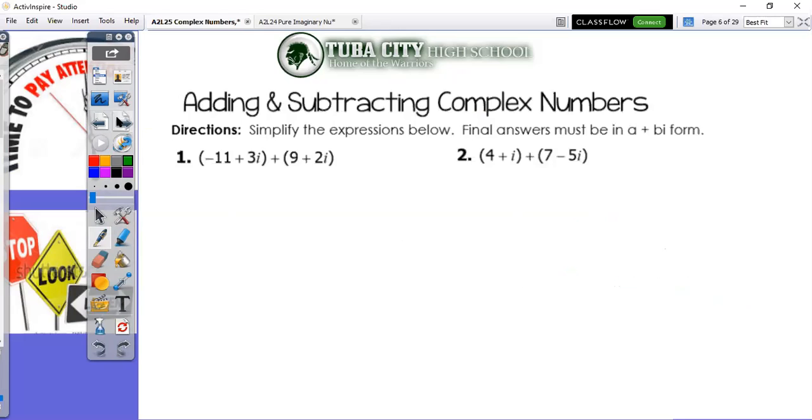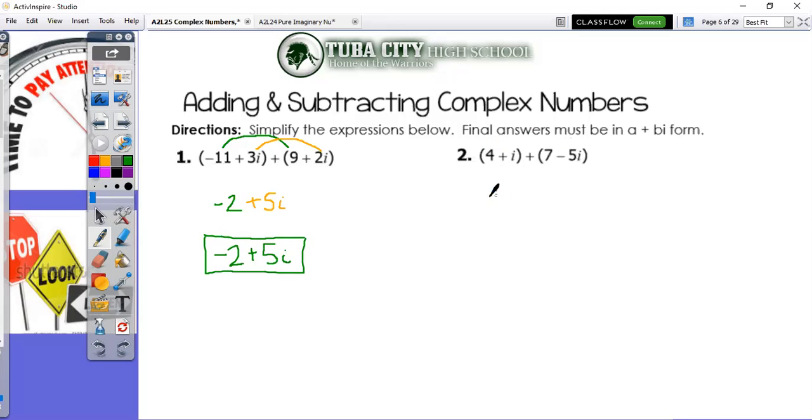All right, moving on, let's look at adding and subtracting complex numbers. To simplify, we must put the answer in a plus bi form. Now this is kind of easy. Let's combine the real numbers together. Negative 11 and 9, put them together, you get negative 2. 3i and 2i, put those together, you get 5i. And I think that might be the final answer. Not much else we can do with this. So go ahead and box it up. That's our answer.